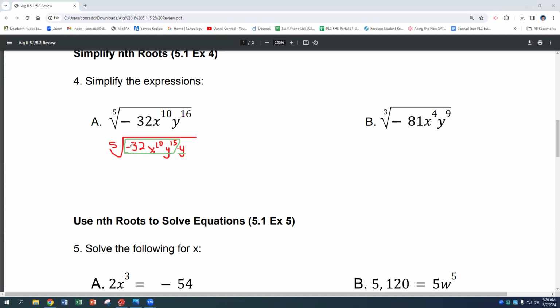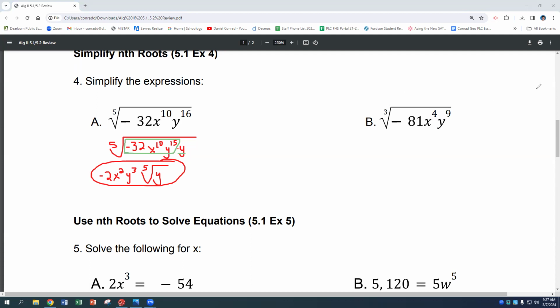Okay, so the fifth root of negative 32 is negative 2. The fifth root of x to the 10th is x squared. The fifth root of y to the 15th is y to the 3rd. And then what we have left is the fifth root of y. So there's my answer. All right, number 4, I'm sorry, 4b.